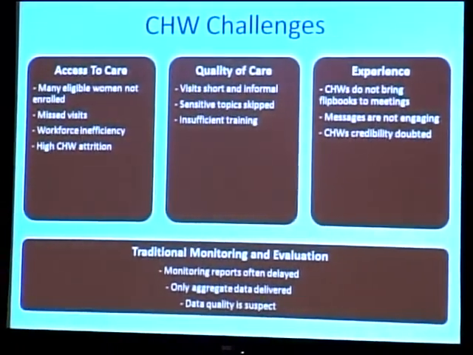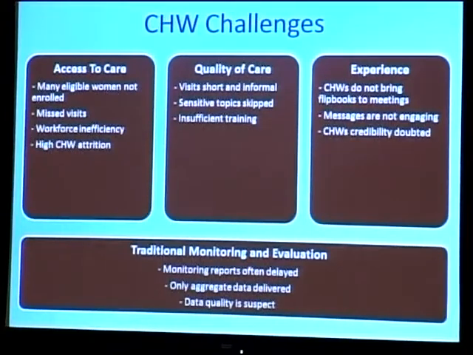There just isn't a lot of training because it's expensive. And a lot of programs are designed with flip books or charts to help engage the clients, but they're big and often not carried around. The community health workers are often not that high status in the community, so they're not given much credibility. And these systems are just really hard to manage and monitor, much worse than clinic systems.